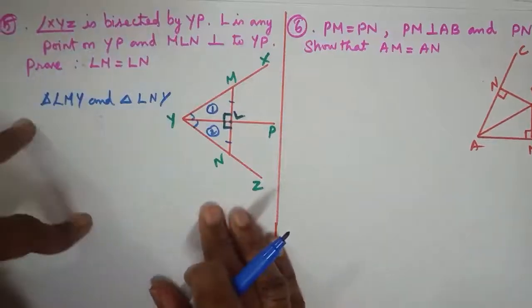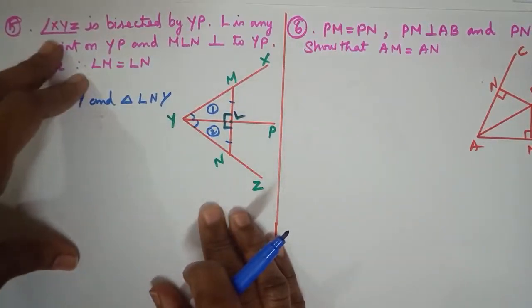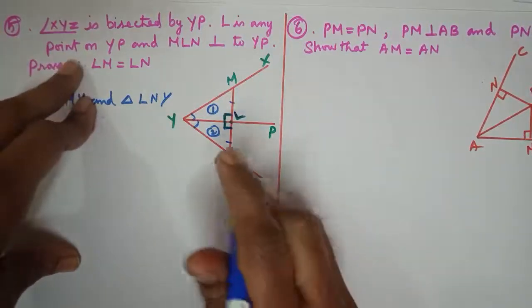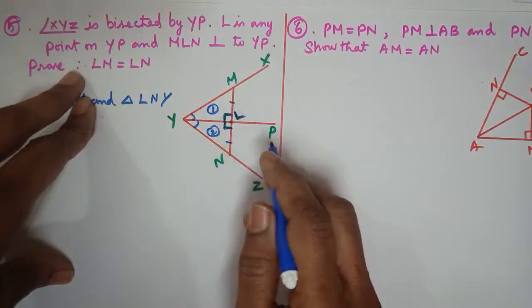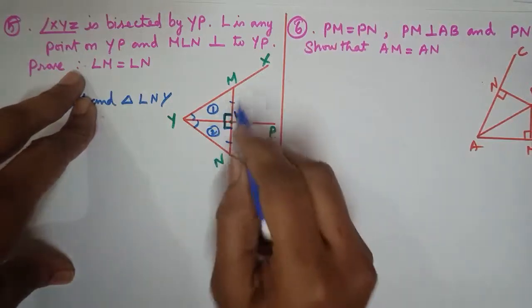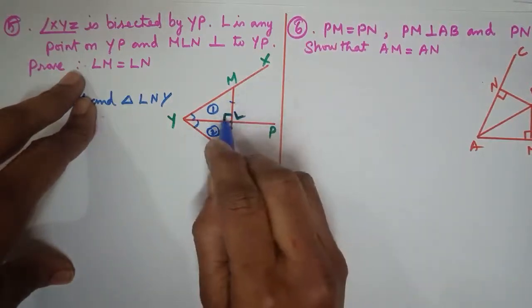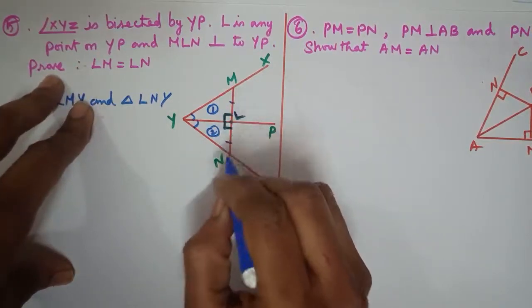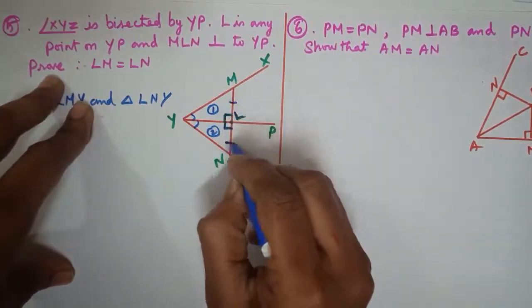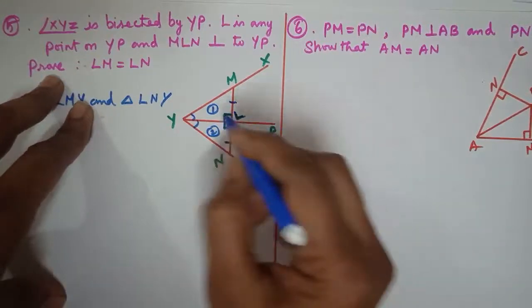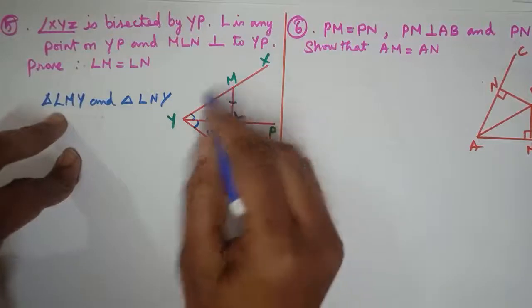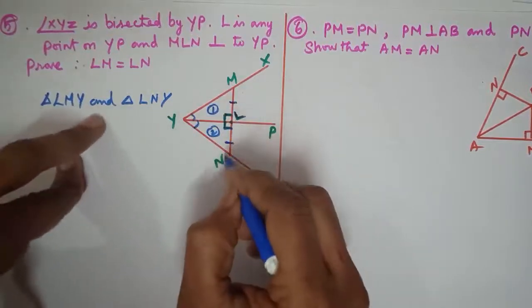Now let's move to the fifth question. Angle XYZ is bisected by YP. L is any point on YP and MLN is perpendicular to YP, that means 90 degrees, a right angle. Then we have to prove LM is equal to LN. This side is equal to this side. Here I have taken this as the first triangle and this as the second triangle. Consider triangles LMY and LNY.